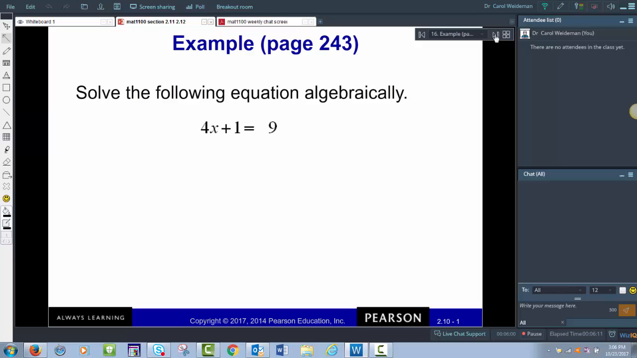Solve the following equation algebraically. Okay, the first thing I want to do is move the 1. I want to get the x term by itself. That's my goal, finally with a coefficient of 1. I'm going to subtract 1 from both sides.